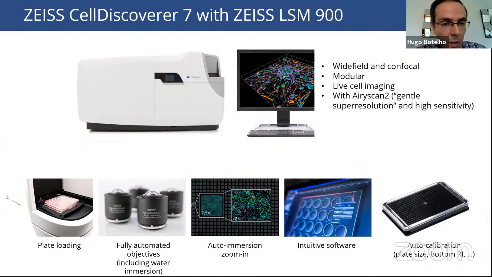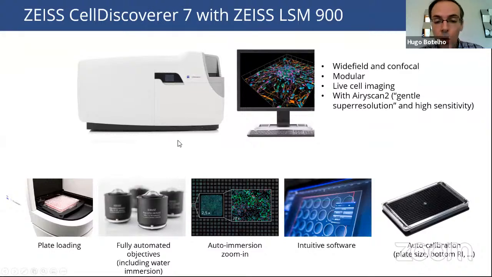So Zeiss has this Cell Discoverer 7, which is a modular high content imager. So you can see that it's a box. You can see that there is a small drawer here for placing a multi-well plate, which you can see in more detail here. And the great thing about this microscope is that Zeiss has built these fully automated objectives, which can perform optical corrections and water immersion in a fully automated way, even if you consider that they are within the box and the user has never access to them.